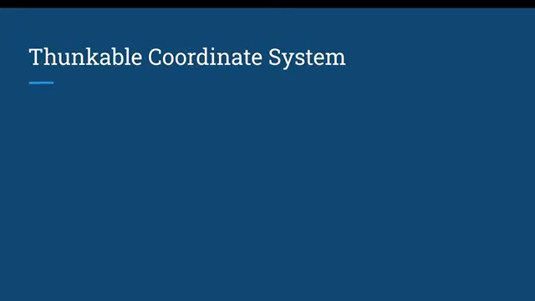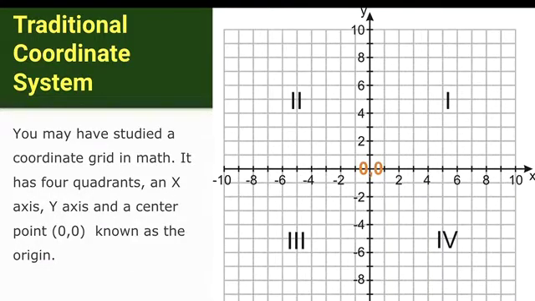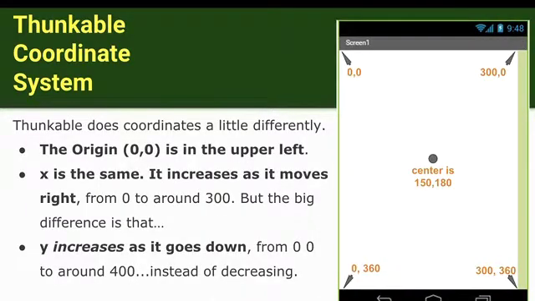Let's get into the Thunkable coordinate system. You probably remember back in the algebra days when you worked on the Cartesian grid where the origin was 0, 0, in the middle, and you had quadrants. In Thunkable, it's a bit different. The origin 0, 0 is all the way in the upper left, and in this particular screen that we'll be working on, you can consider the upper right corner to be 300 for x and 0 for y. You can consider the bottom right corner to be 300 for x and 360 for y, and so on.